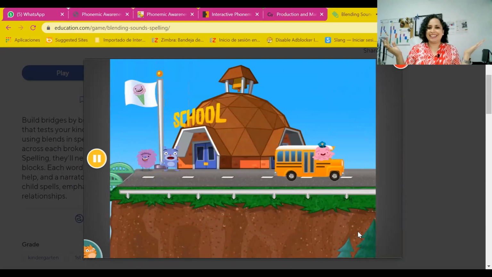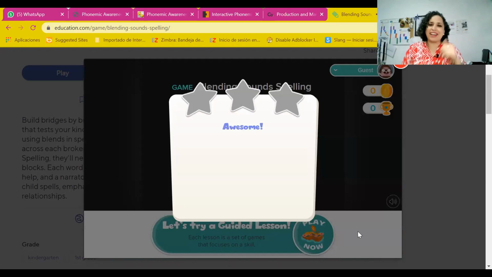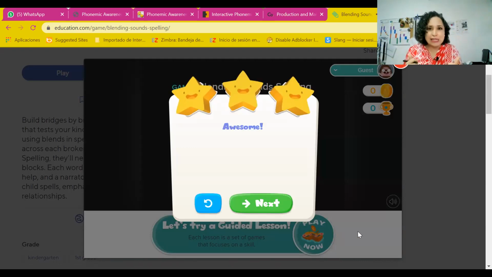Good work, word builder. The whole gang made it. Yay! We got to school. Awesome.